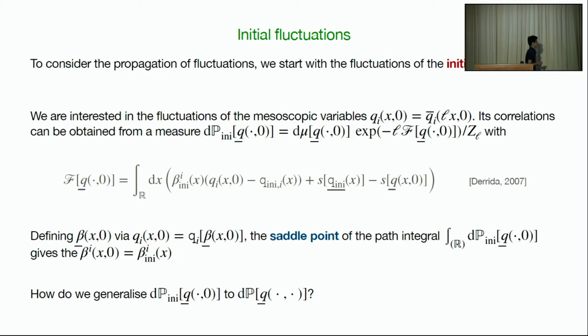Again, the quantities I'm interested in are the mesoscopic variables defined in this way. And thankfully, we know how to characterize the initial fluctuations because people have worked on it before. They fluctuate according to this measure, dP ini, which is given in this way. d mu is simply a flat measure, the measure you usually use in functional integrations. But the non-trivial bit is in here, this curly F, which is given in this way. This is called the large deviation function. Here, for instance, S is the entropy density, and all the quantities with the subscript ini are evaluated with respect to the initial condition.